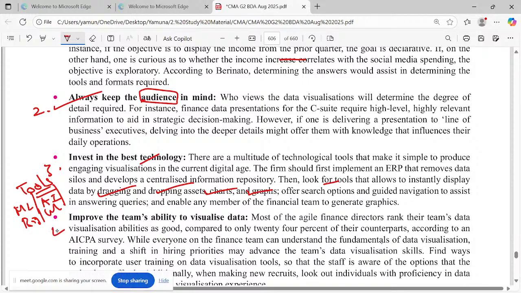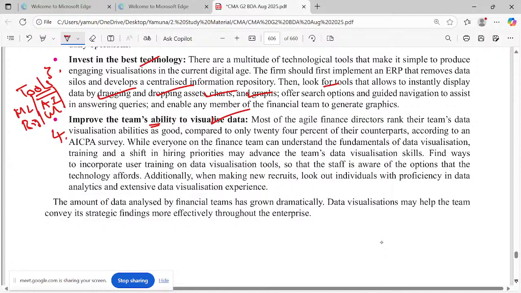Improve the team's ability. That will be the fourth one you have to keep in your mind. Team ability to visualize the data. See, it's not just the data which you are going to collect. You have to collect it in such a way that you can visualize it and convert it into information which is relevant to you. So you have to understand which one has to be given more priority, what type of data visualization skill is needed, everything has to be taken care of.